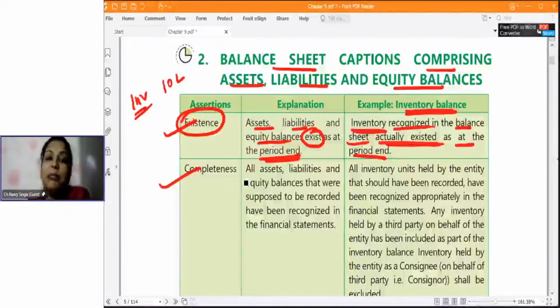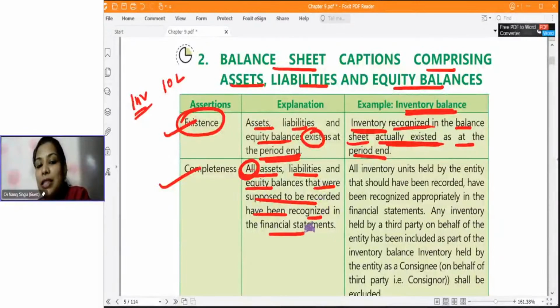Completeness. What is meant by completeness? All assets and liabilities, all, I told you keyword here is what? All assets, liabilities, equity balances that were supposed to be recorded have been recognized in the financial statement.